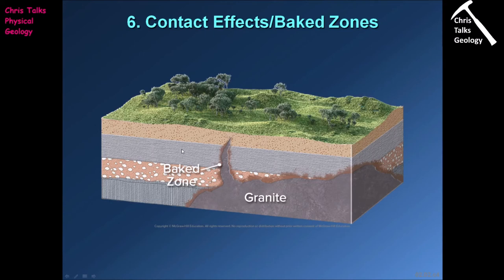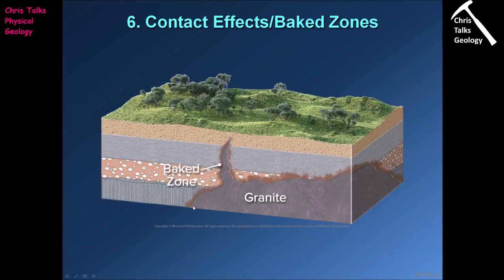Now, the minerals that make up these rocks are going to be perfectly happy at the temperatures which they are at. The problem is, as soon as you put a big ball of magma next to them, well, obviously the heat from the magma is going to start warming up the rocks, and more accurately, the minerals in those rocks are going to start becoming unstable, and they're going to have to change into new minerals to survive these higher temperatures. This is a type of metamorphism.